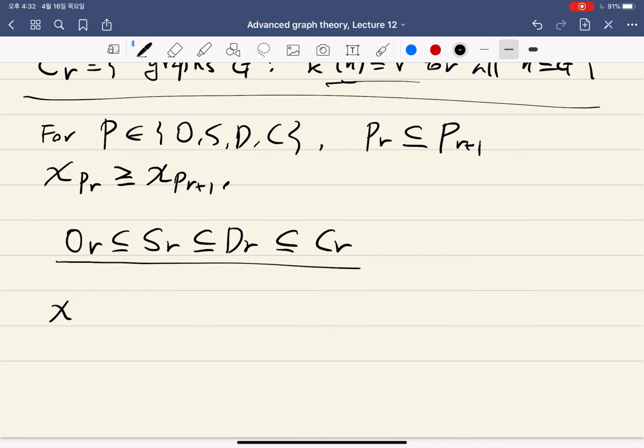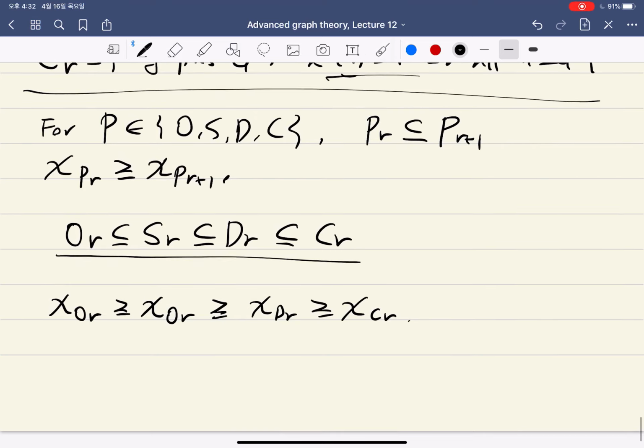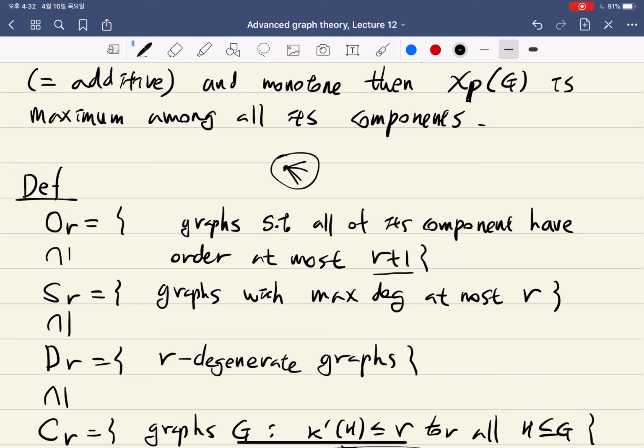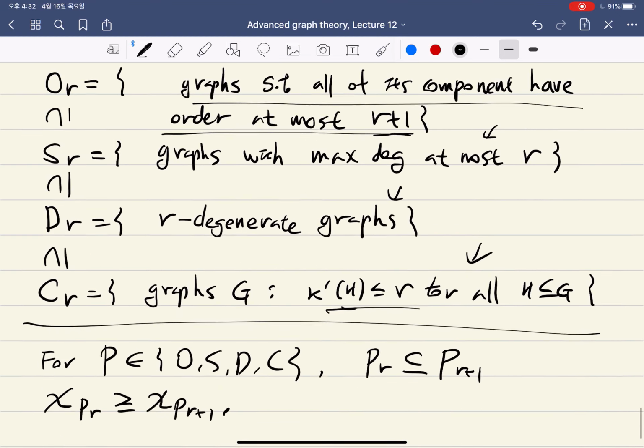So this shows that in terms of coloring, we get this inequality. Moreover, if R is 0, then this P0 is the same as just the chromatic number, because when R is 0, it just means that all the components have size 1. So it's the same as each color class must be an independent set. And that applies to all the others.